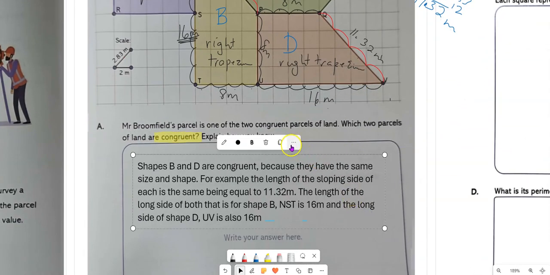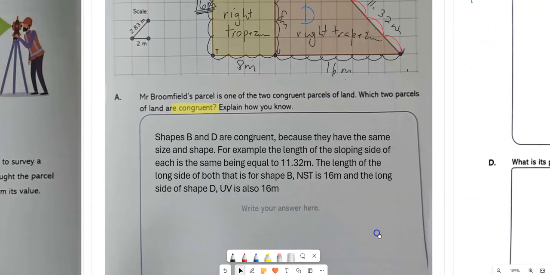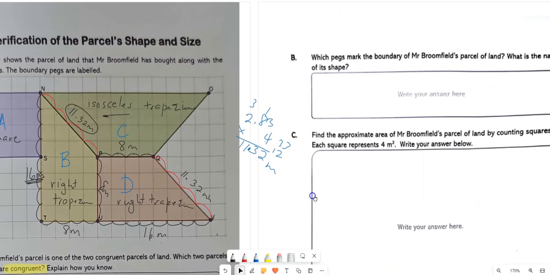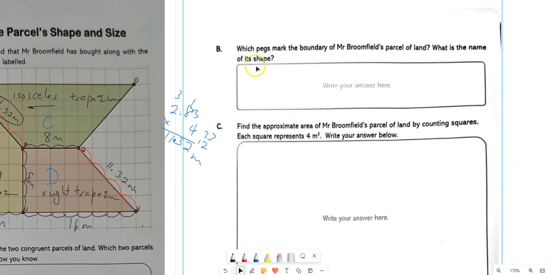No, you stay here, and let's lock this in place so it won't move. All right, so that takes care of part A. Let's go to part B. It says, which pegs mark the boundary of Mr. Broomfield's parcel of land, and what is the shape?